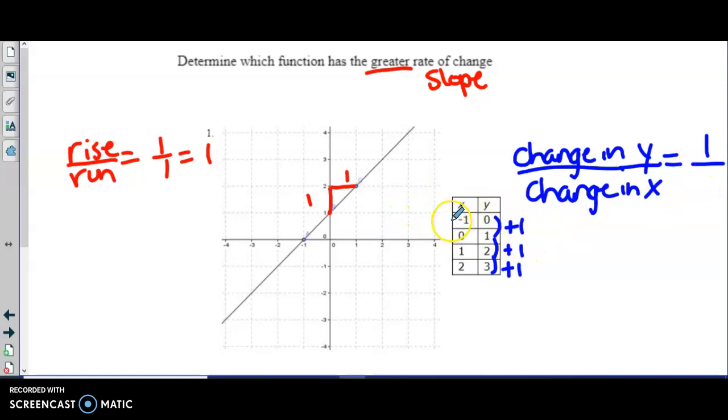For the change in x, I go from negative 1 to 0. That's adding 1. 0 to 1 is adding 1. 1 to 2 is adding 1. So the slopes are the same. They both are 1. So these have the same slope or the same rate of change.